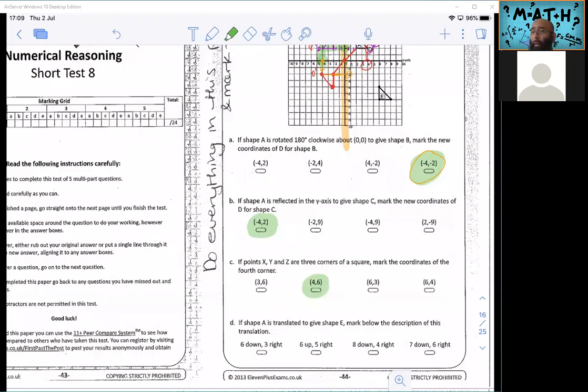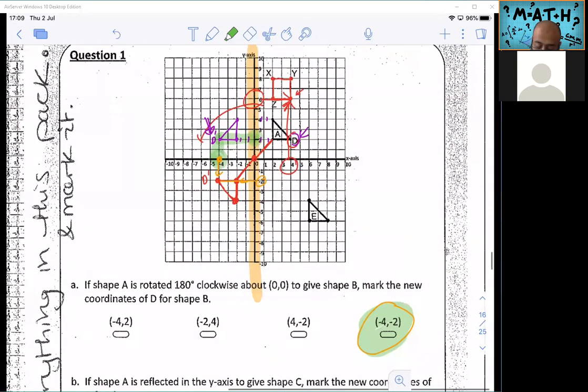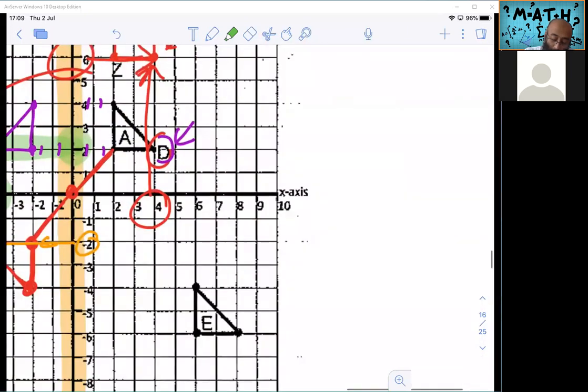Okay, I hope everybody can hear me. Next question. If shape A is translated to give shape E, mark below the description of the translation. So we're going from A to E. Okay, lovely. So we got to describe how this shape moves. I'm going to get rid of some of the lines on there because that's just a little bit confusing the question.